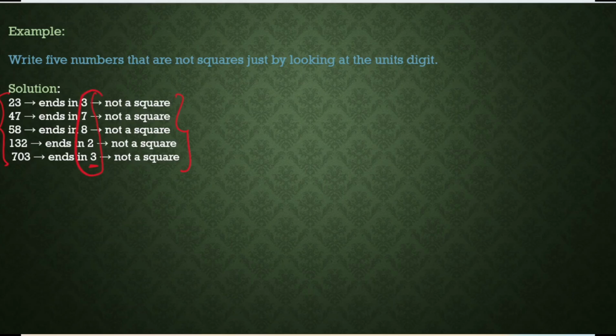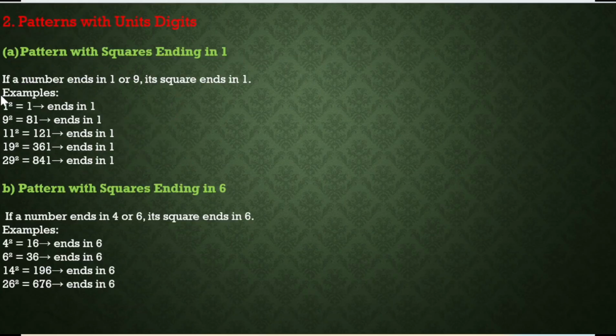Okay. So next, see, patterns with unit digits. This is a very interesting thing, and mostly short questions come from this chapter. Okay, 1 square क्या है? 1. This ends in 1. Similarly 9 square क्या है? 81. Unit place is 1. 11 square is 121, unit place is 1. 19 का स्क्वायर क्या है? 361, unit place is also 1. 29 का स्क्वायर क्या है? 841, ends in 1.